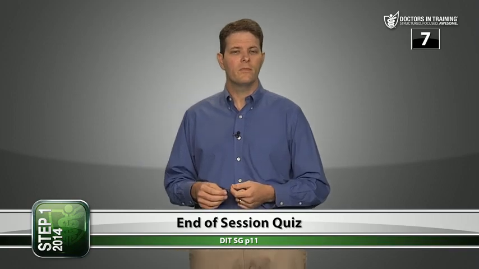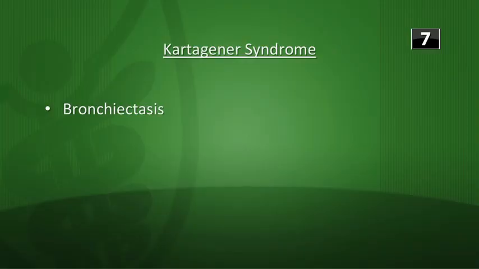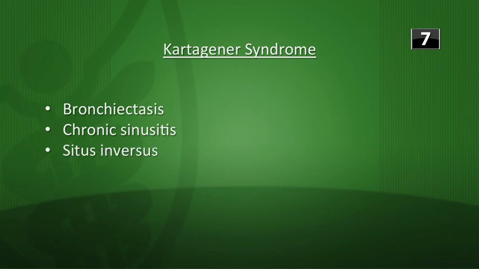And the last one, what are the defects seen in Kartagener syndrome? So again, Kartagener syndrome is a triad of bronchiectasis, chronic sinusitis, and situs inversus. And then because Kartagener syndrome is also a form of primary ciliary dyskinesia, you can also add infertility to that list because infertility is a major feature of primary ciliary dyskinesia. All right, that's it for Foundations 4. I'll see you next time.